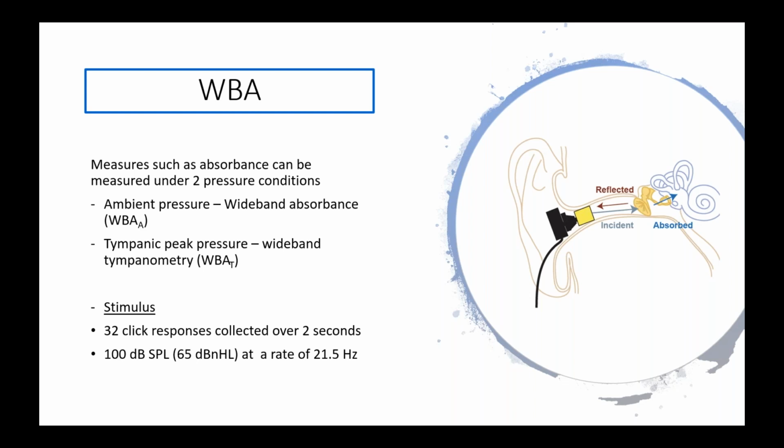And you measure how much of the energy is absorbed by the middle ear. In terms of tympanic peak pressure, it is like tympanometry. You vary the pressure from plus 200 to minus 400, or minus 300 decapascals, and you still measure how much energy is absorbed at individual pressure points. I'll come to that a bit later. I'll talk about the absorbance at ambient pressure condition, and then we will move on to the pressurized absorbance.